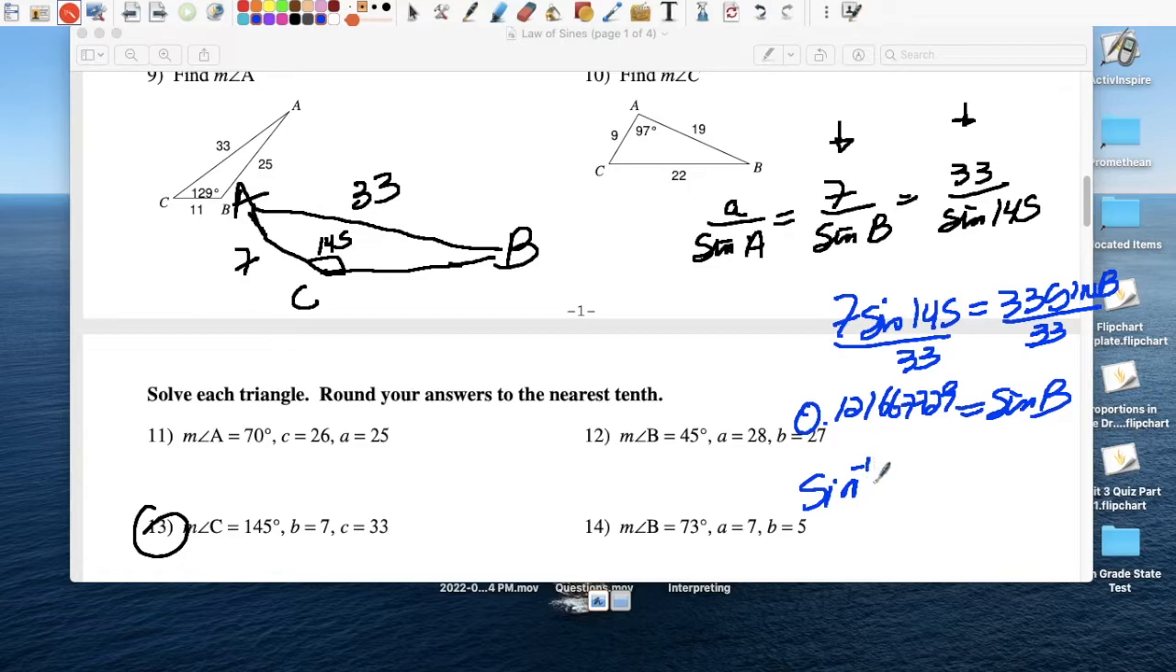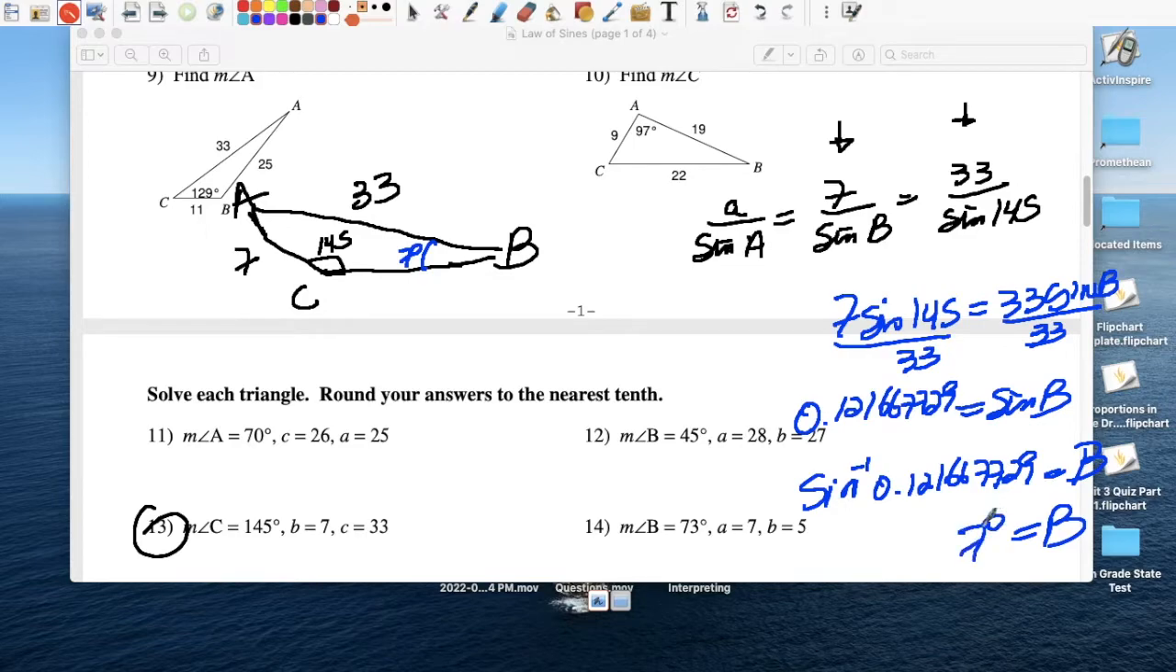Now we're going to take the inverse. Let me write that down. 0.1216677729, and that's going to give us angle B. So angle B is 0.1216677729. Enter, and our angle for number 13 is 7 degrees. If you round it, right? So they say round to nearest tenth, yeah.